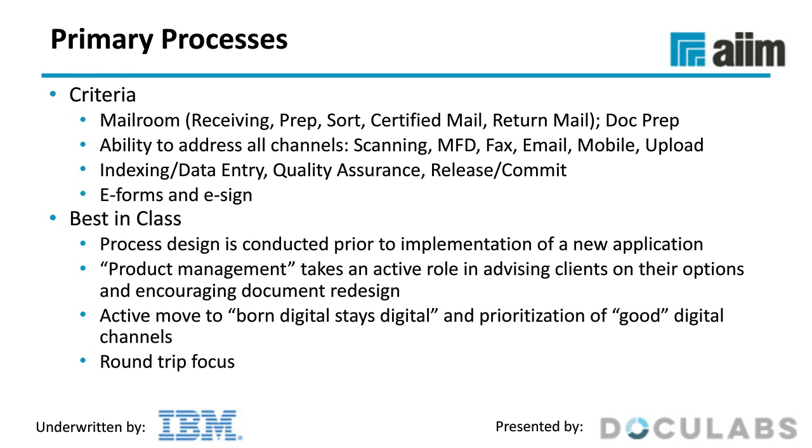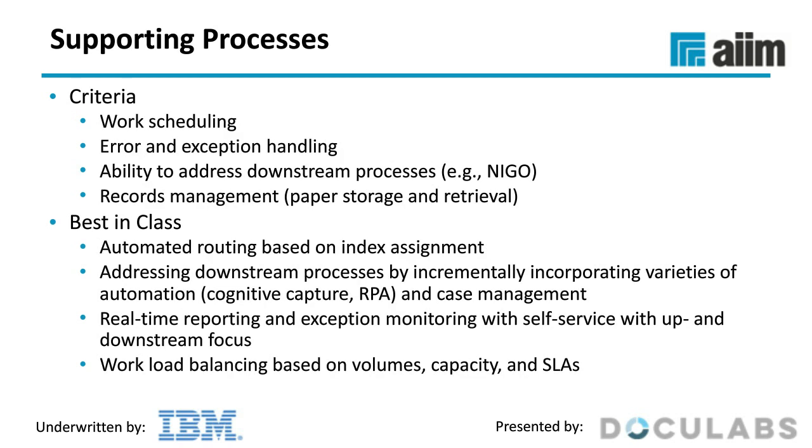Next, I'm going to talk very briefly about what we call supporting processes. These are the peripheral processes that support capture. They include helper processes like real-time reporting of where the work is in the workflow, and smart routing and workload balancing, so you can route work around throughout the day and throughout the week. But they're also about expanding the scope of capture to encompass traditional downstream processes, like, as I've used this term before, NIGO processing. That's determining, if you get a document or a package of documents, whether it's complete and correct. And if it's not, then you immediately try to get it fixed.